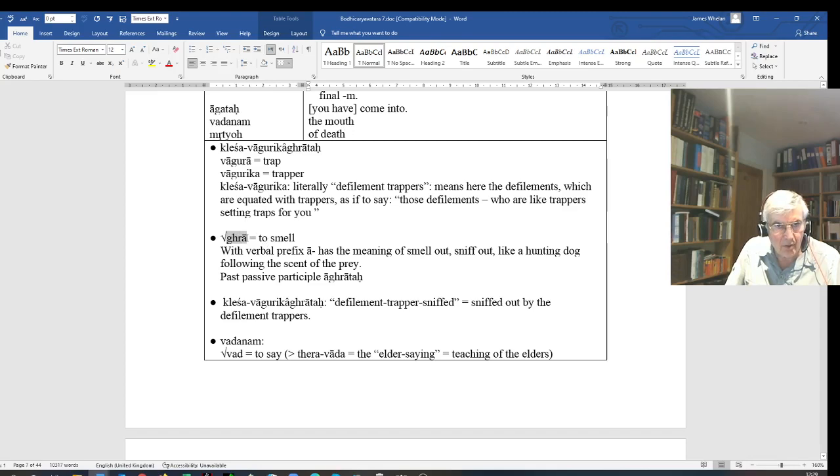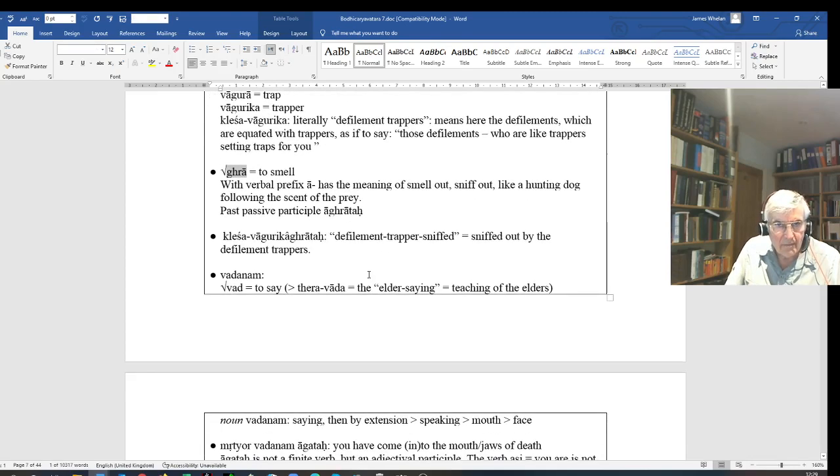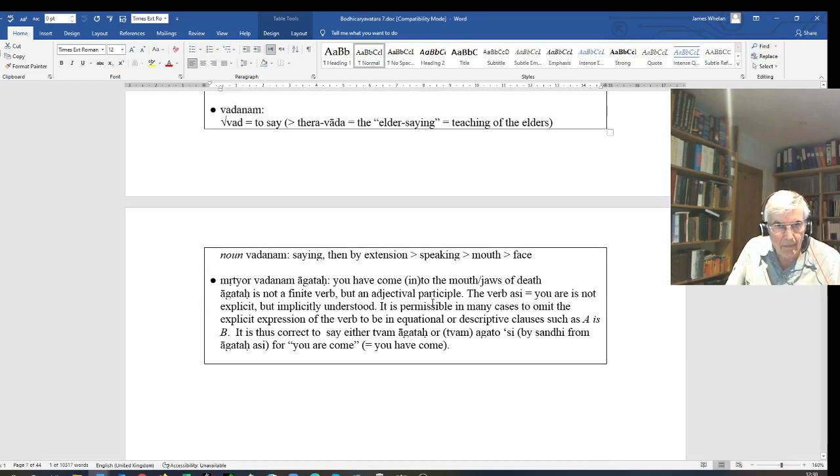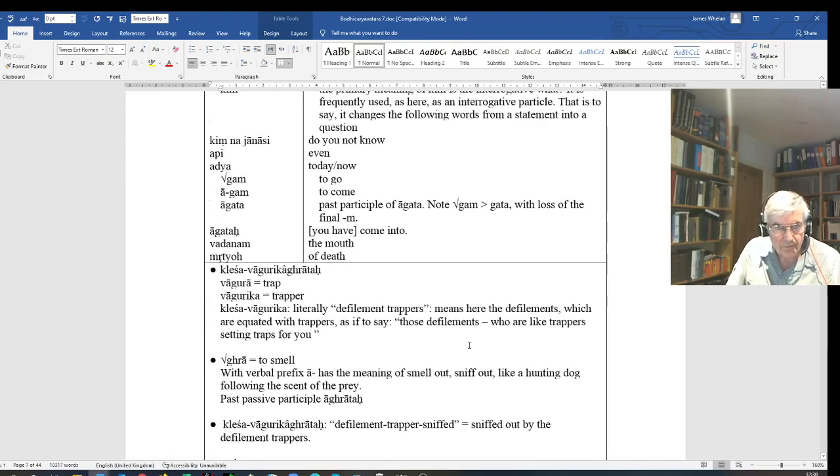Some additional points on gra. I've broken down these compounds: defilement, trapper, sniffed, equals sniffed out by the trappers. And again, some more syntactical and grammatical explanations, all of which should be self-explanatory as you scroll down.